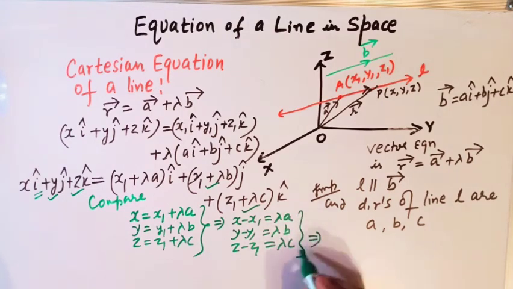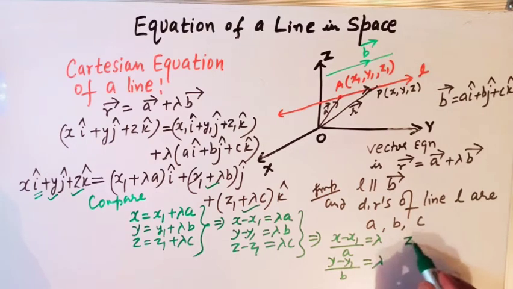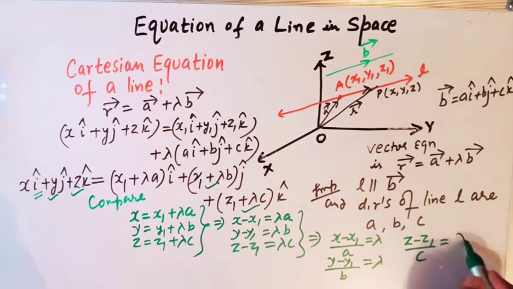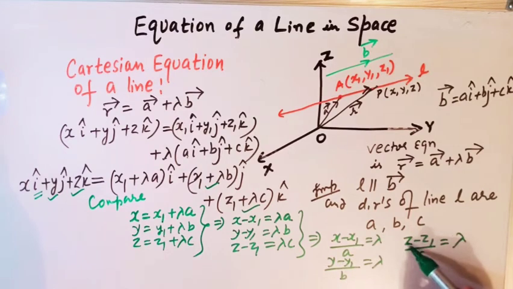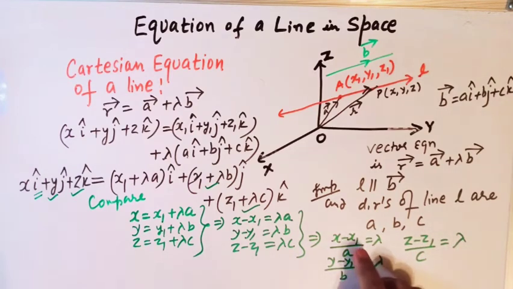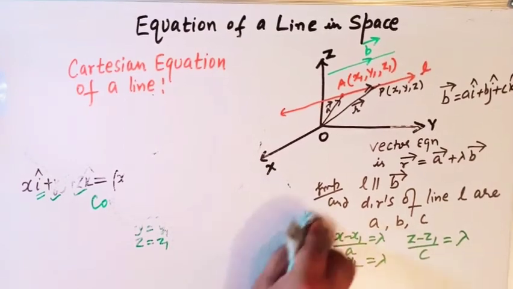Now from here we have (x minus x1) upon a is equal to lambda, (y minus y1) upon b is equal to lambda, and (z minus z1) upon c is equal to lambda. Clear? Now we see that all these expressions, that is (x minus x1) upon a, (y minus y1) upon b, and (z minus z1) upon c, are all equal to lambda. So all these expressions are equal to each other. Clear?